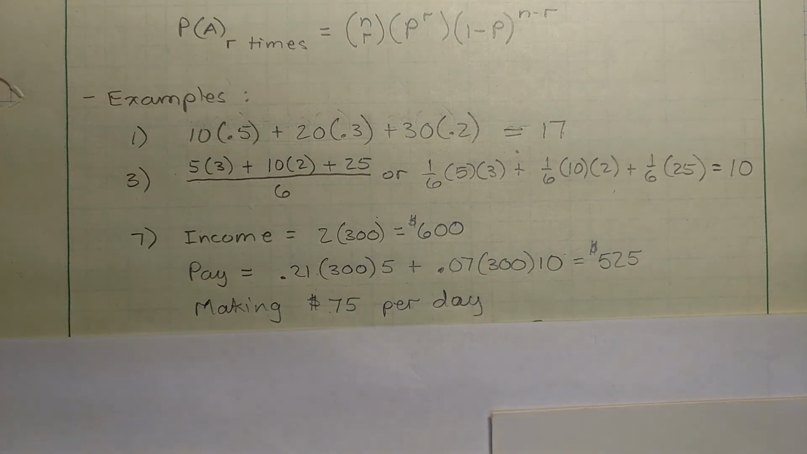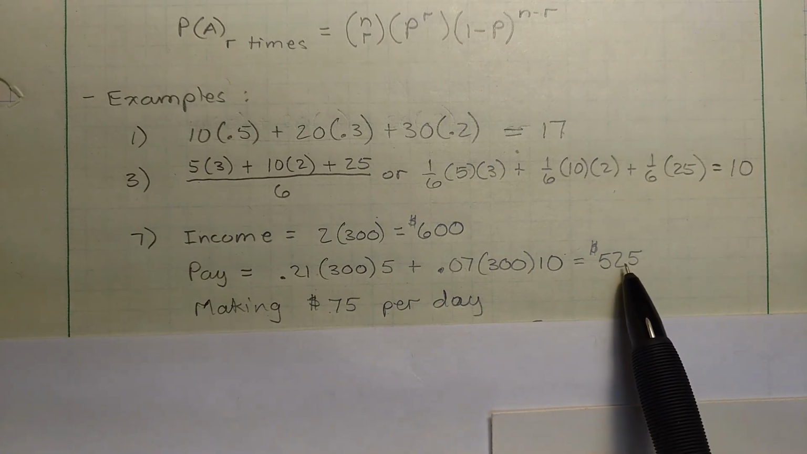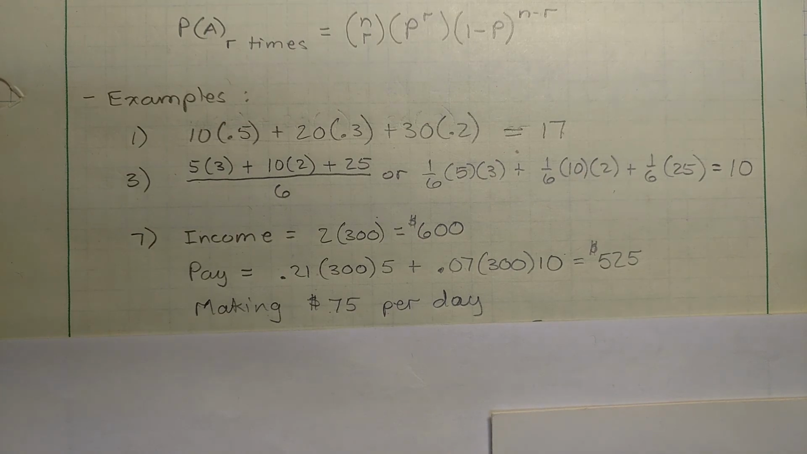So that would be the expected amount that they are making. And you could figure out the average amount they would pay out per person, because if you figured out here, what you would have is you would take this 525 and divide it by 300. And if you did that, you would end up getting the amount that they were paying out on average.